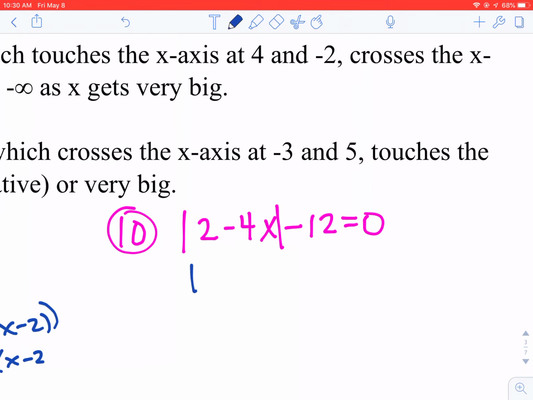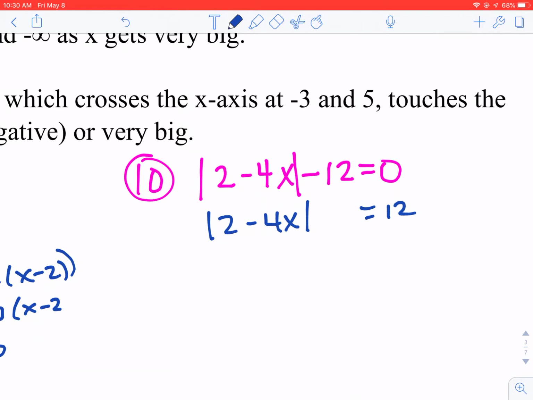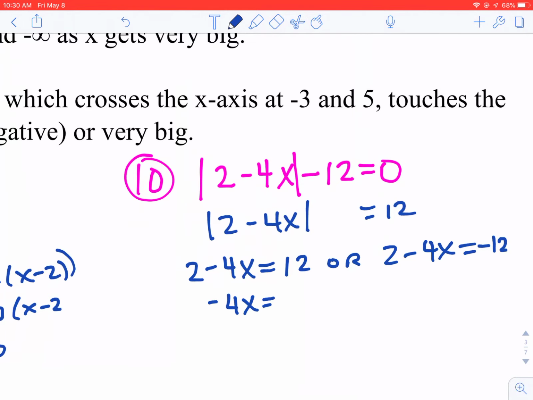This one, remember absolute values. You get the absolute value by itself first. For x, add 12 equals 12. Now remember, absolute values always have two parts. 2 minus 4x equals 12, or 2 minus 4x equals negative 12. So subtract 2, so negative 4x equals negative 14. Subtract 2. No, that wasn't right.